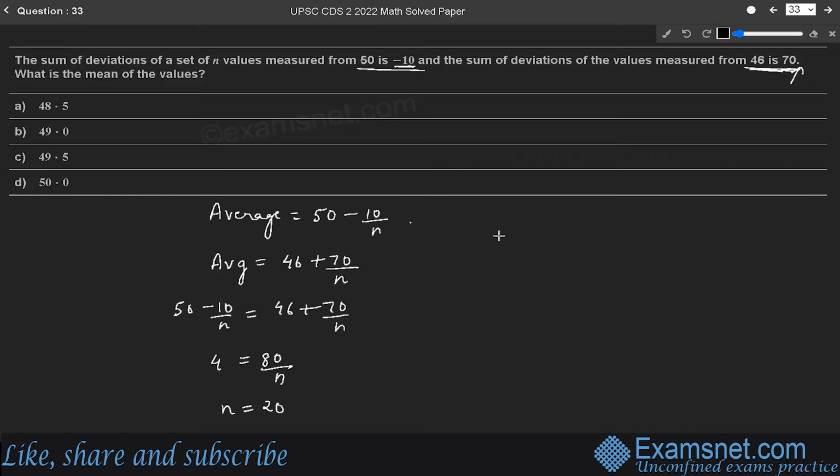Now we have to find the mean of the values. Mean means average only, so we can put n in either of these. Let us put it in the first condition, which is 50 minus 10 upon n. n is 20. So 50 minus 10 upon 20 is 50 minus 1 by 2, which is equal to 49.5. So the mean of the values is 49.5. Therefore, option C is correct here.